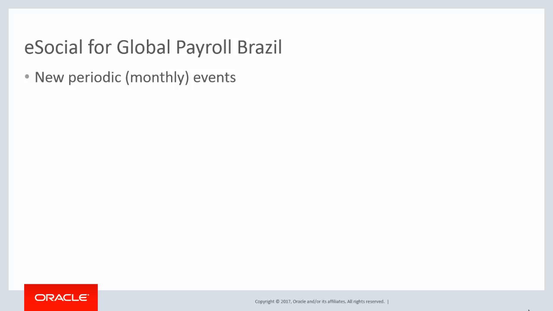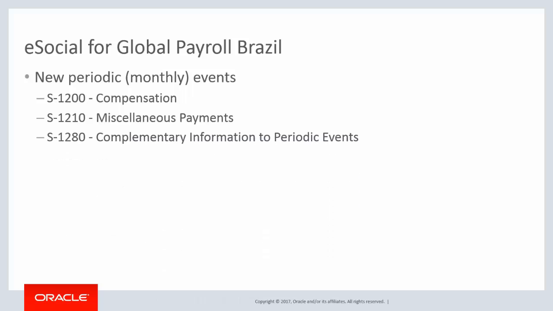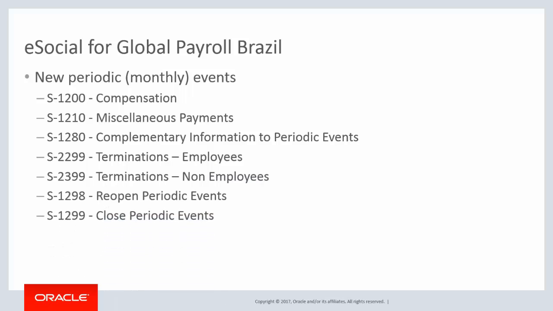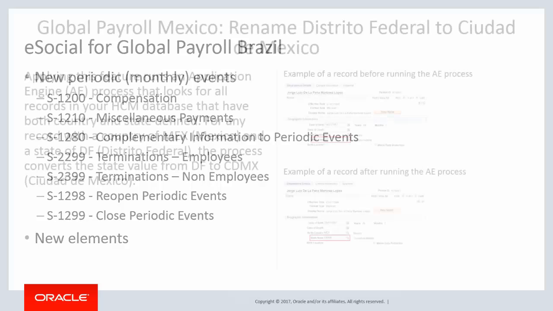As of HCM Image 23, new periodic events have been added to the list of supported events in eSocial. They are responsible for reporting to the government workers' earnings and deductions, as well as other payments by pay period and payment date, tax exemption information of companies, worker terminations with payment calculation, and the reopening and closing of pay periods for eSocial reporting. In addition, new variable elements are also created to support the processing of these eSocial events.